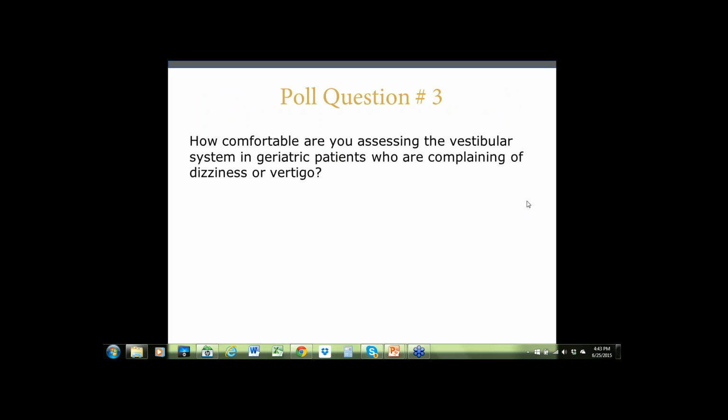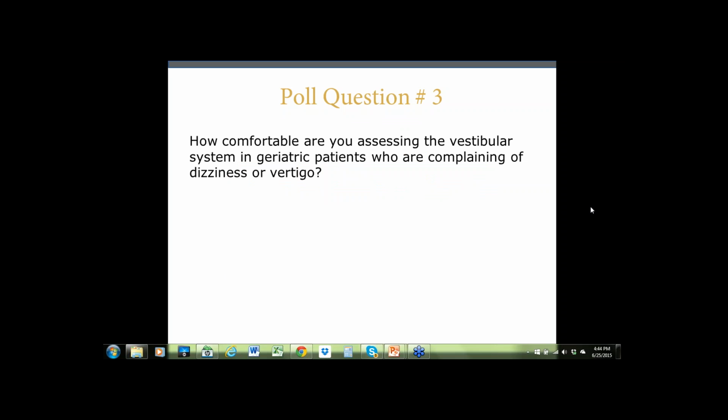Okay, so our third question is, how comfortable are you assessing the vestibular system in geriatric patients who are complaining of dizziness or vertigo? I'm going to go ahead and launch this so you can start answering it. This is just to give us an idea of the level of experience of some of our attendees, so that Kim can have an idea of how to present the information in this presentation. The presentation is geared to be quite comprehensive, but this will give us an idea of how quickly we can go through some of the areas.